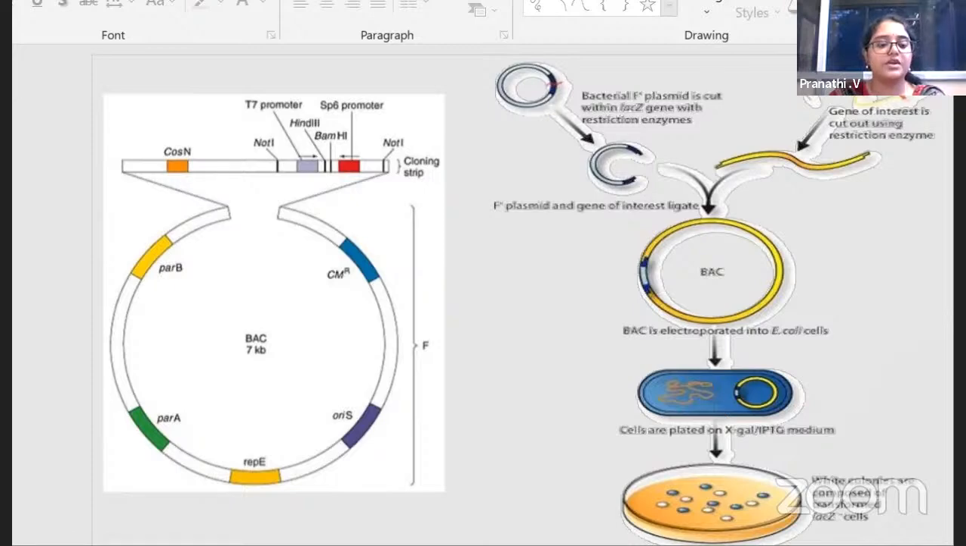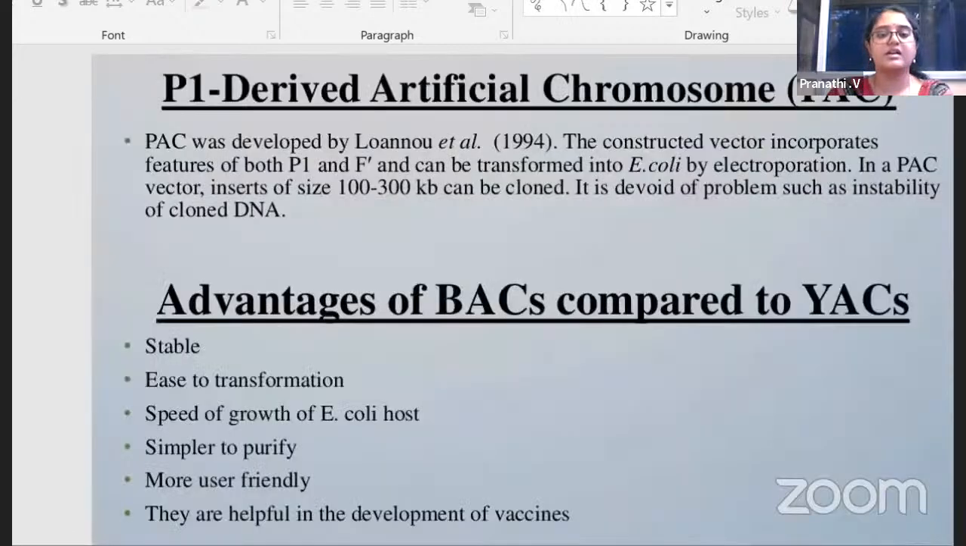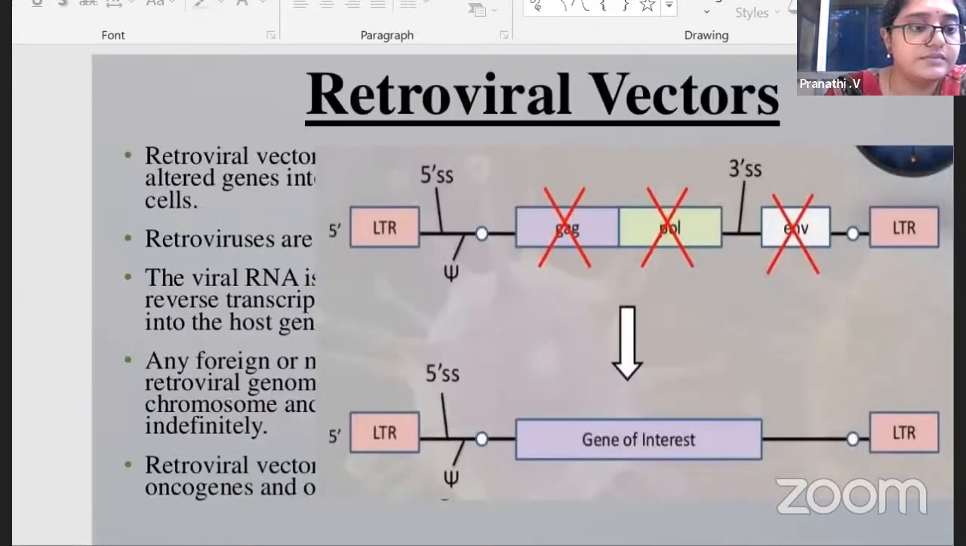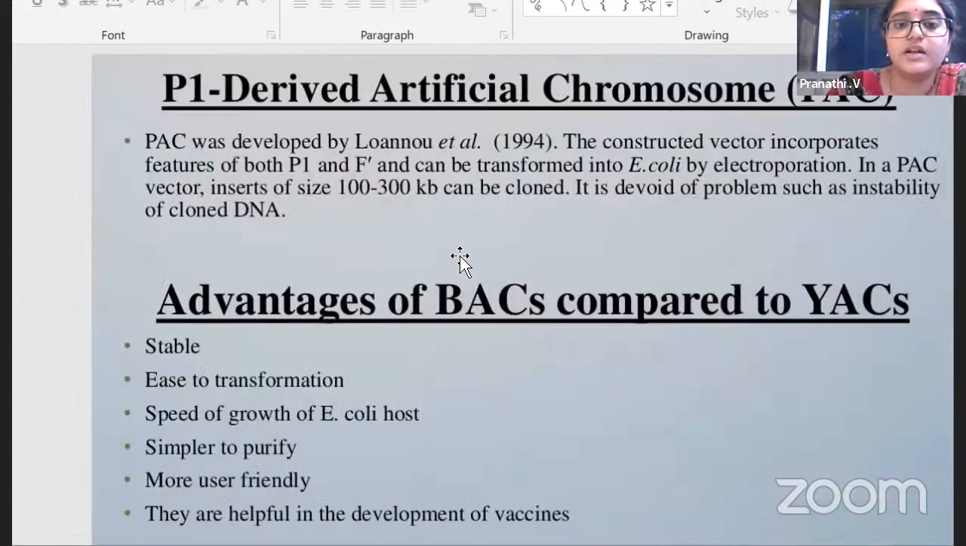You also have something called the P1-derived artificial chromosome. This was done in 1994, but it is not exactly stable. Bacterial artificial chromosomes, as compared to the yeast ones, are stable. Transformation is easy, the speed of growth of E. coli hosts is good, and purification is simple.